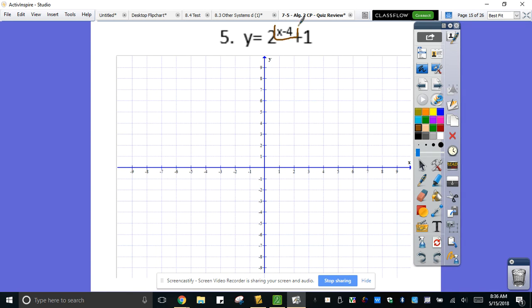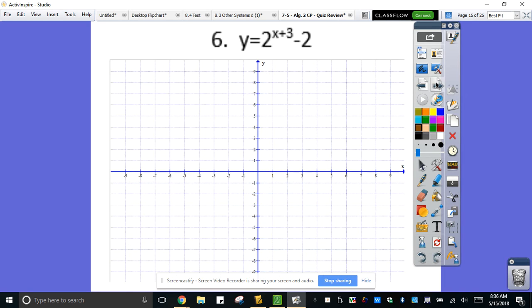Here, x minus 4 tells you to go right 4. You should know that. And plus 1 tells you to go up 1. Here, it tells you to go left 3. Minus 2 tells you to go down 2.